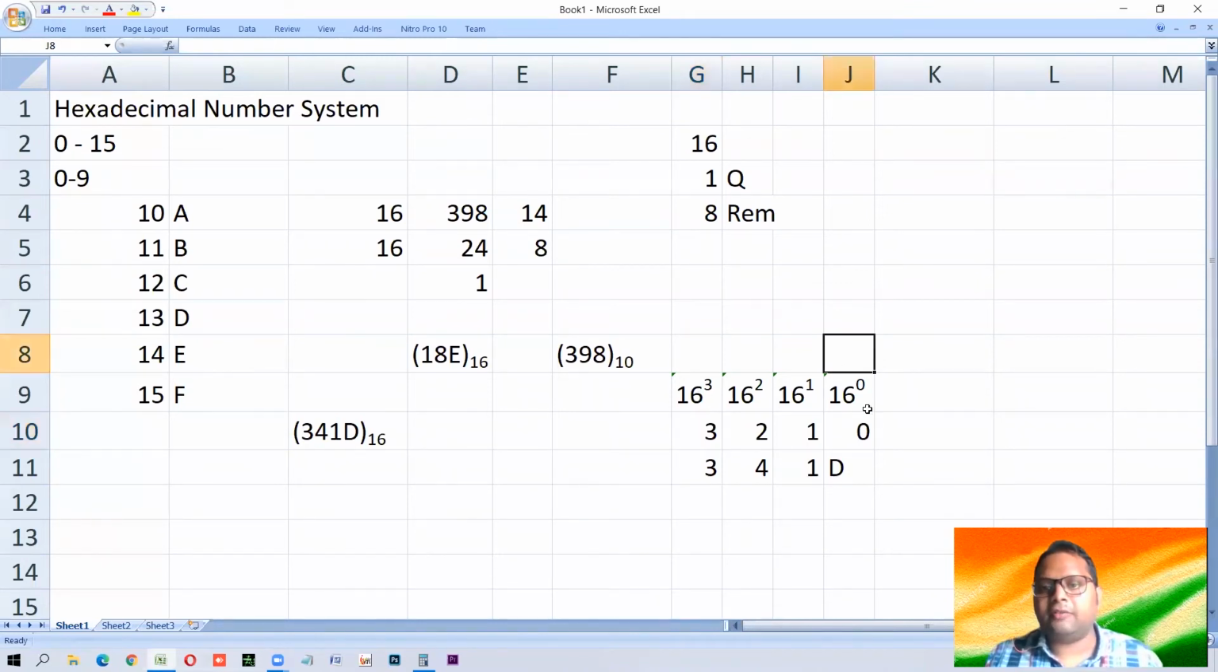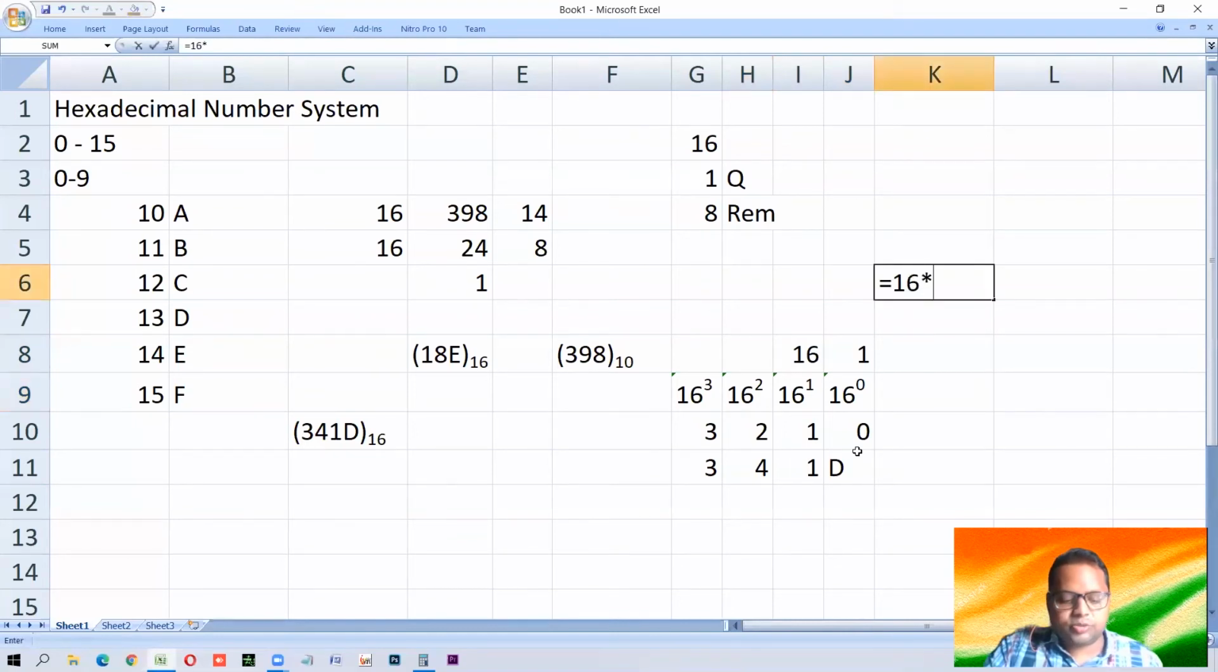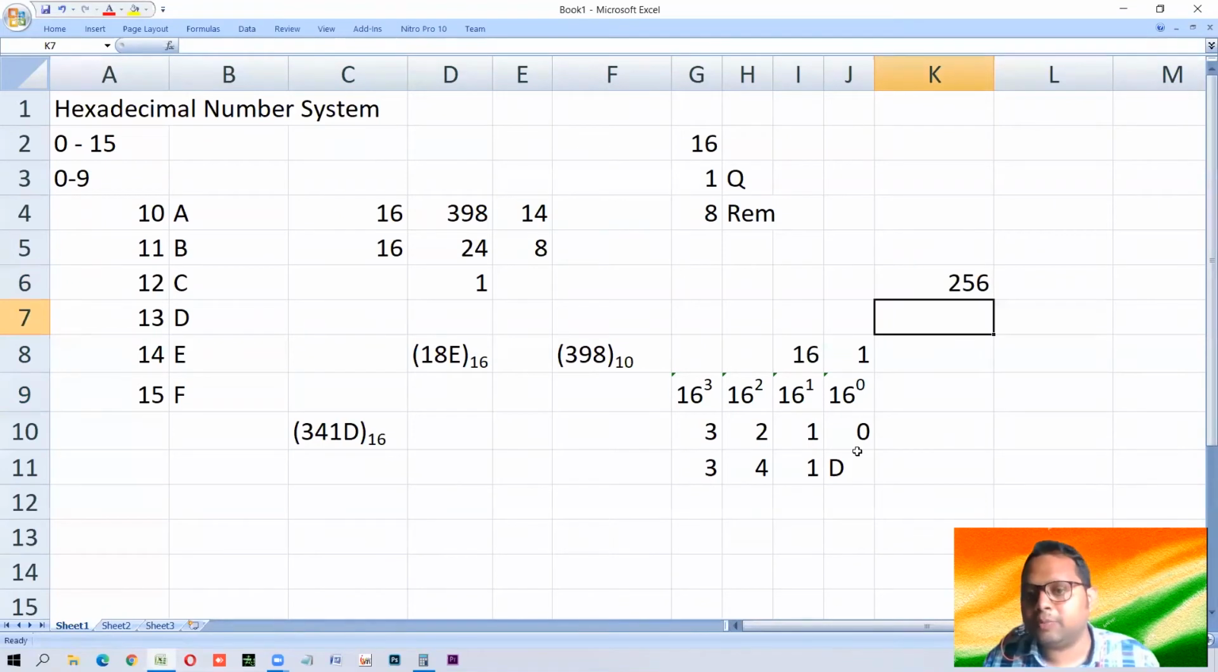Now find the values of these powers. 16 to the power 0. Always remember one formula: any number n to the power 0 gives 1. Very simple and straight. 16 to the power 1 means 16. 16 to the power 2 means what? Let us find it out. 16 to the power 2 means 16 into 16, 16 two times, not 16 into 2. This gives us 256.